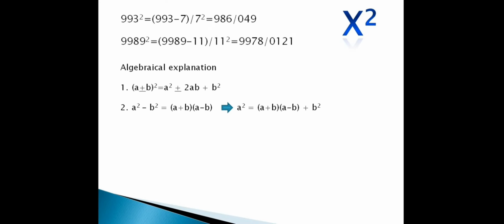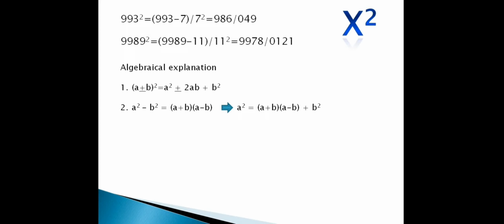So, one more example, 993 square. 993 is again 7 digits less than 1000. And this is just for reference to show that you can escalate the number to any high and it still holds good.